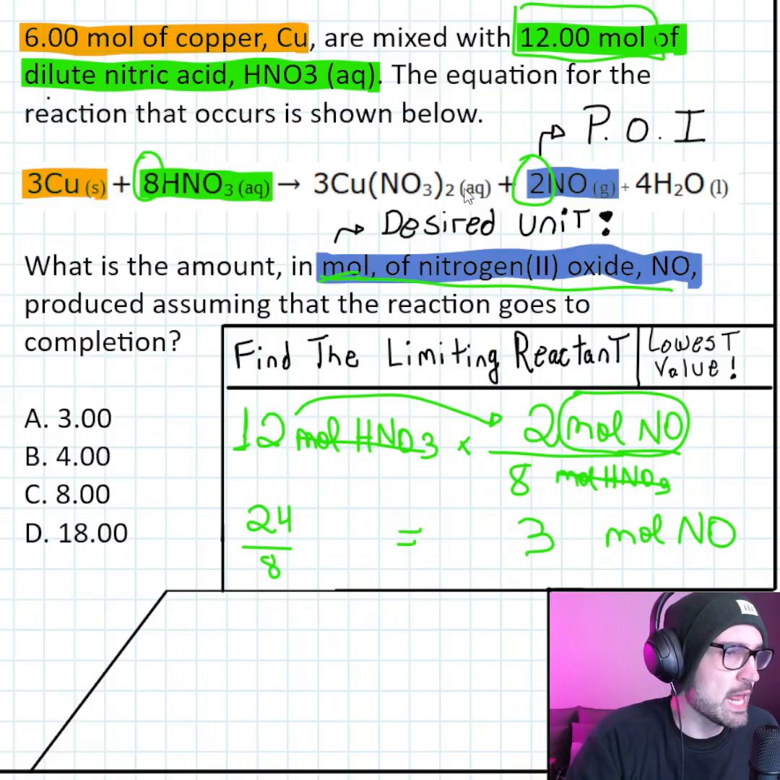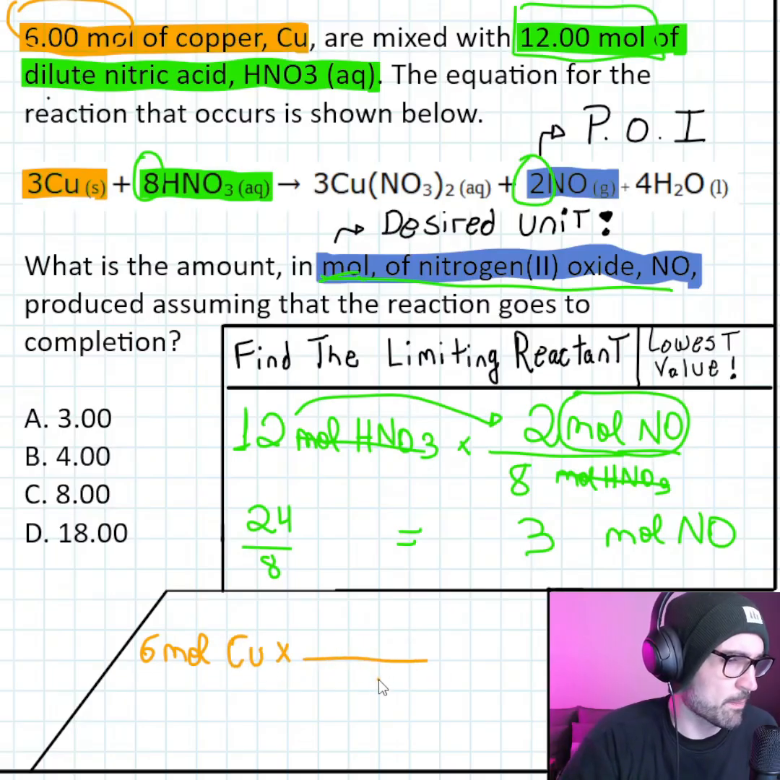On to the next one. So we need to see if that's the actual value. We're going to do the same thing. We start with 6 moles of copper. Start with what you have. 6 mole of copper times. I don't want my answer in moles of copper. I'm going to put moles of copper in the denominator. What am I going to put in the numerator? What I want. Moles of NO.